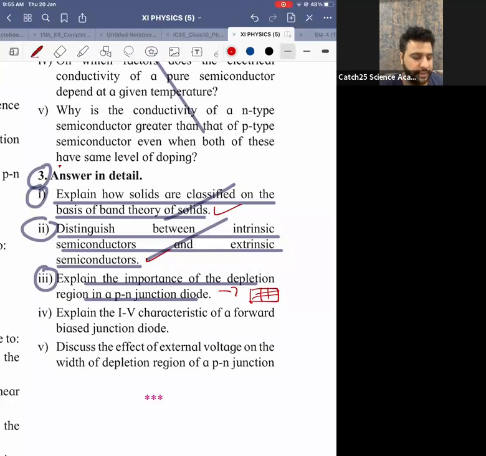Okay. Now see this. Question number 4. Explain the current voltage characteristics of a forward bias diode is nothing but the graph of forward bias. And this is already your homework 1. Check. What was your homework 1? To draw the graph of forward bias. So that is already done as your homework. So make a note.